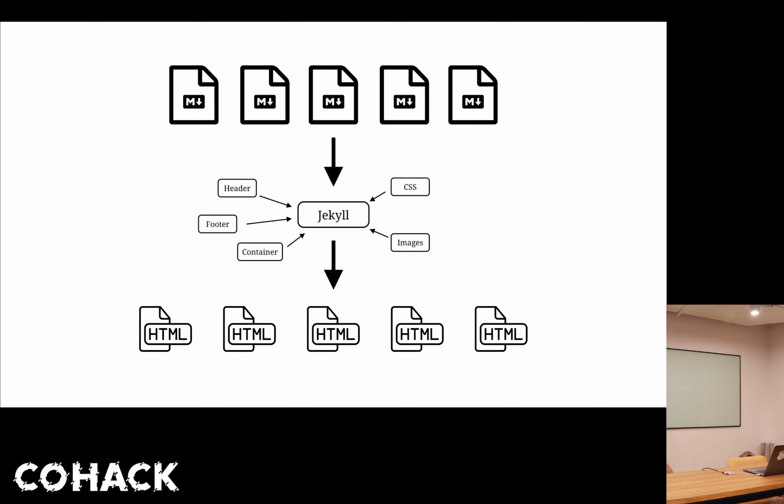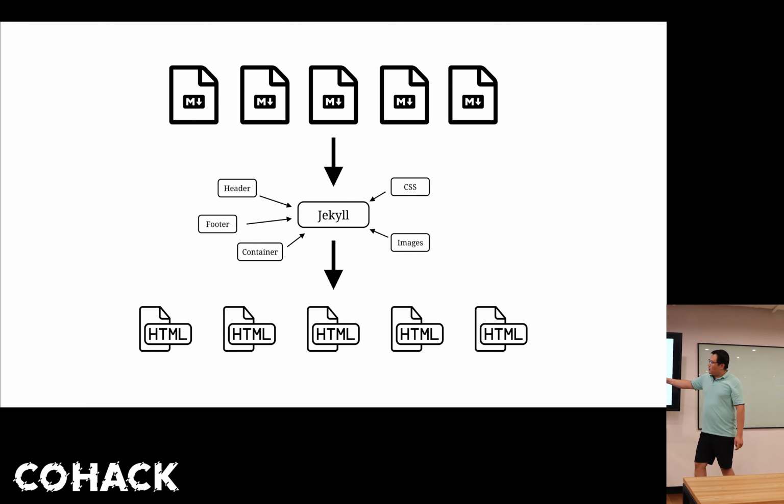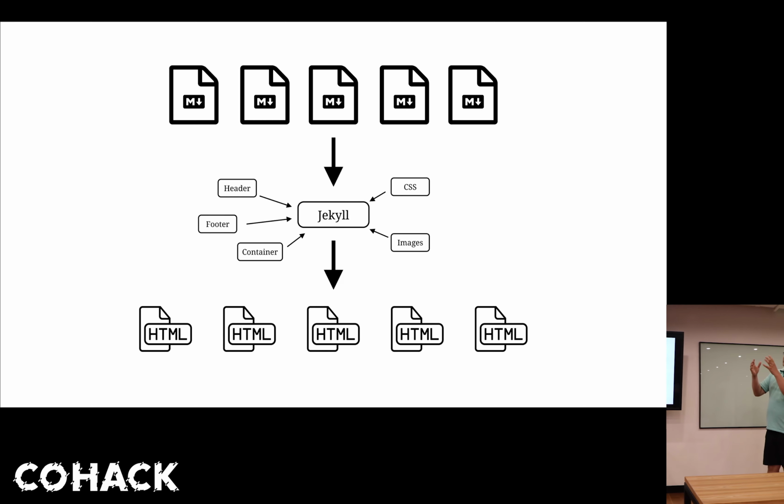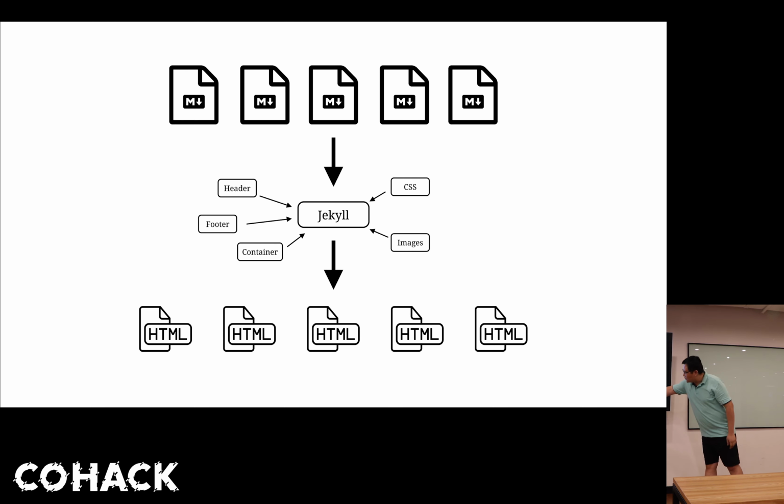Normally, some markdown files, and Jekyll will work with some parsers like a header. It will compile the markdown to some HTML files with some headers, footers, containers, the CSS, and the images. You provide those parsers, which is like a component in React. So it helps you to convert those static files to a website.